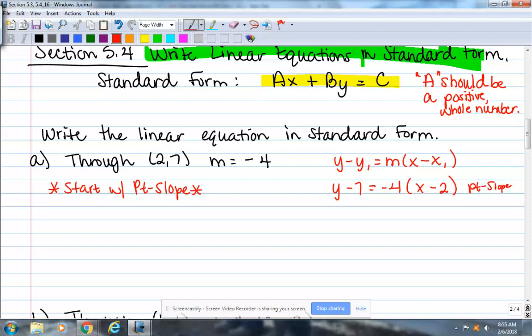So, point slope form has parentheses. Does standard form have parentheses? No, it's just ax plus by equals c. Okay? So, I got to get from having parentheses to having no parentheses. So, how do I get rid of my parentheses? We're going to distribute. Very good. So, I'm going to say y minus 7 equals, what's -4 times x? -4x. And what's -4 times -2? +8.